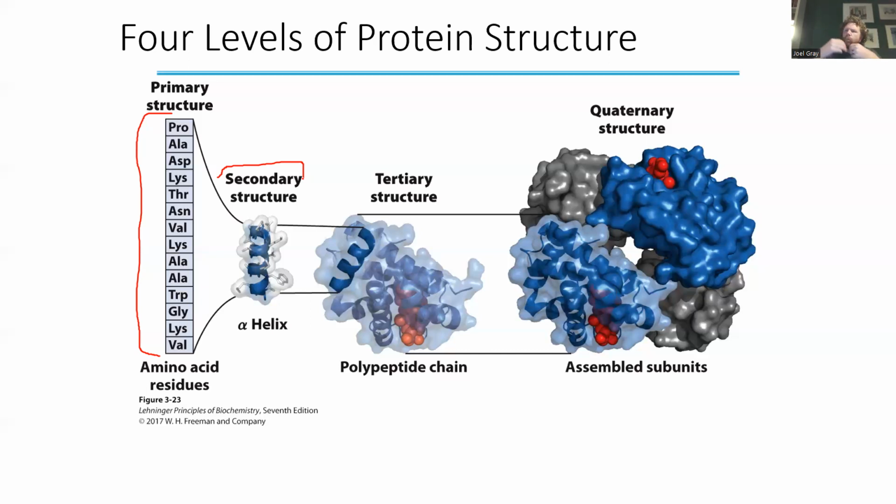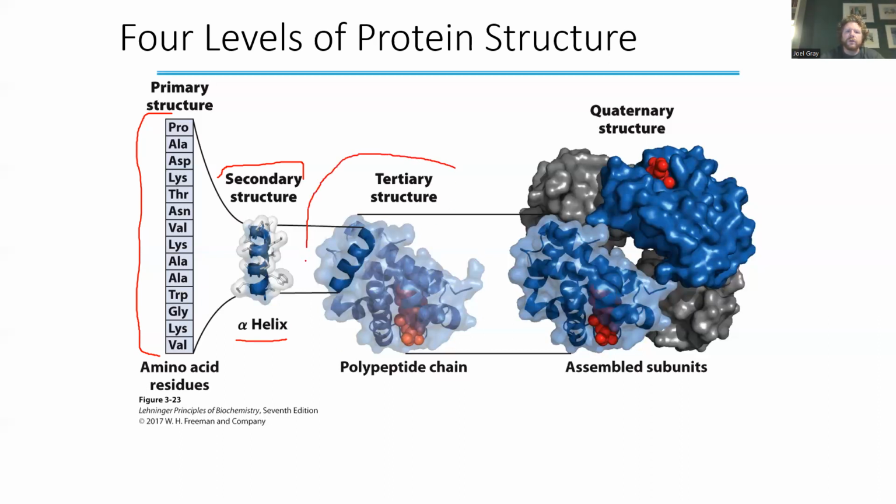But what we want to know is what are the interactions that stabilize that secondary structure, that stabilize what's known as an alpha helix? And the answer to that is you have hydrogen bonds. You have backbone hydrogen bonds. So what are the atoms within a peptide bond that interact with other atoms within a peptide bond? So your secondary structure is stabilized by backbone hydrogen bonds.